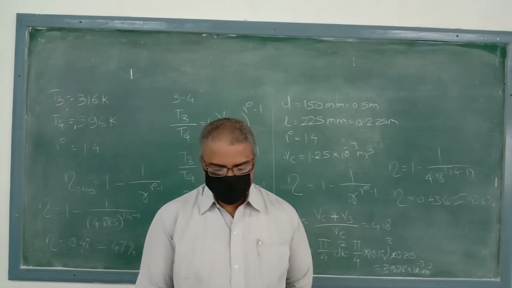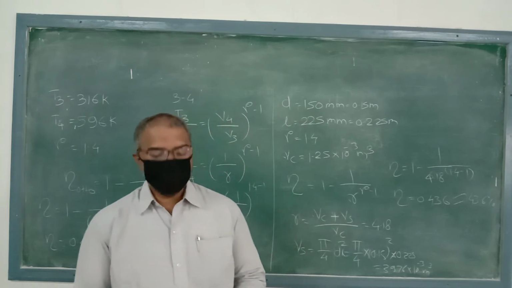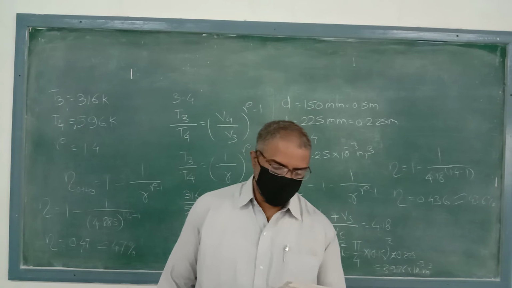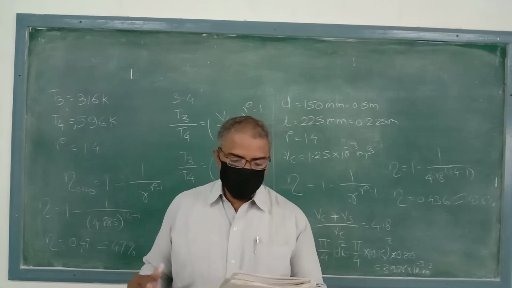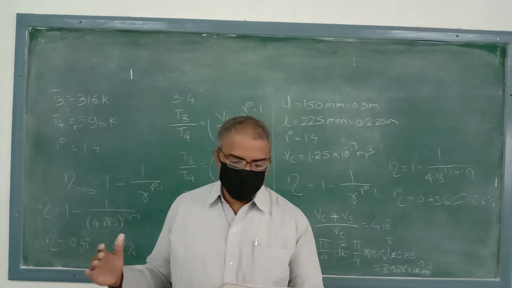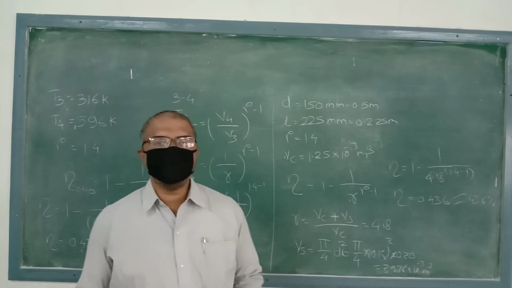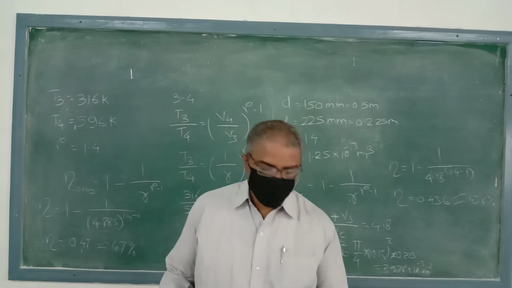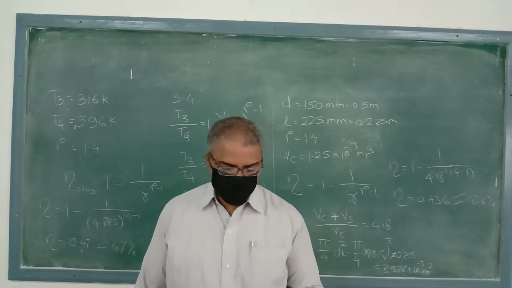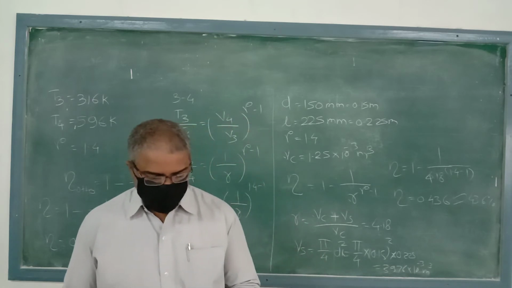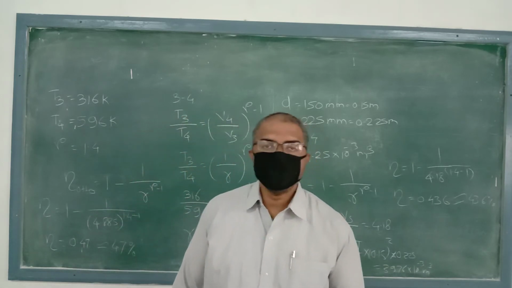Take gamma is equal to 1.4. So see, in this problem they have given the compression ratio and also they have mentioned fuel is cut off at 8% of the stroke. So at 8% of the stroke they have cut off the stroke and they are asking you to find the efficiency of the diesel cycle.